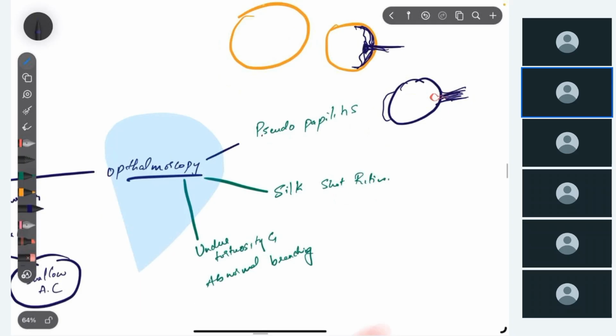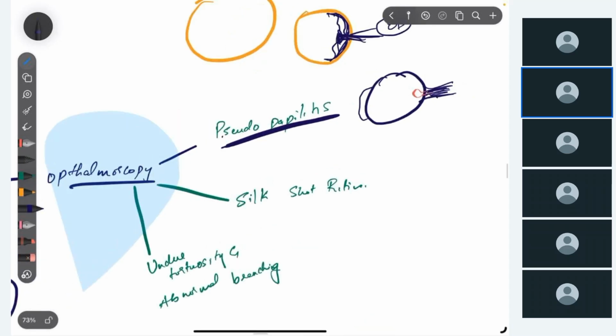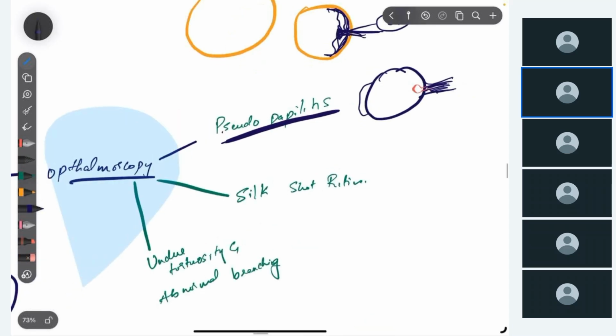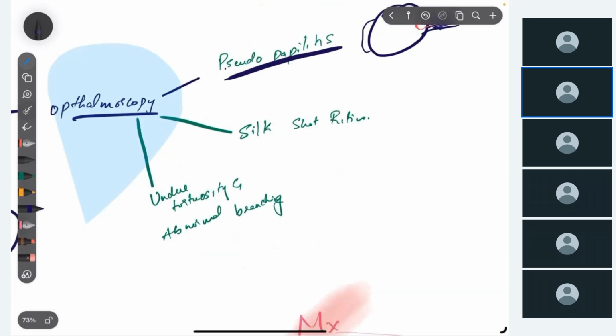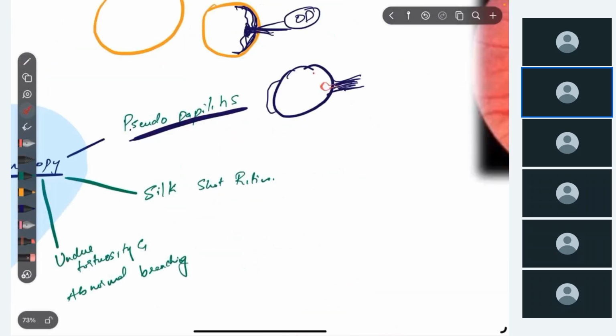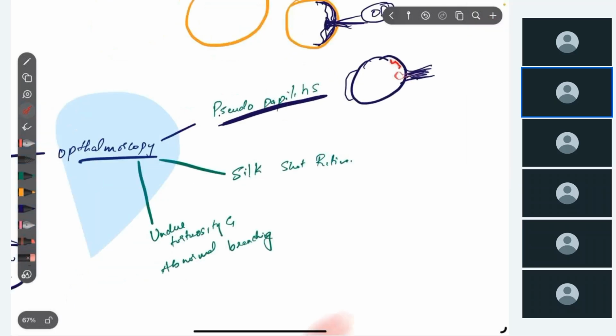That is, the papilla is normal. That is, the optic disc is normal. Even though the optic disc is normal, because the fundus is small, the optic disc appears comparatively large. So you will see pseudopapillitis. And because the fundus is small and everything is congested, you will see silk sheen retina. That is, the retina will appear shiny. And because the blood vessels are all congested here, you will see undue tortuosity and abnormal branching on ophthalmoscopy.